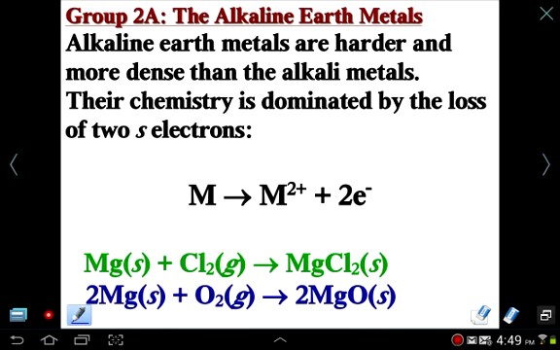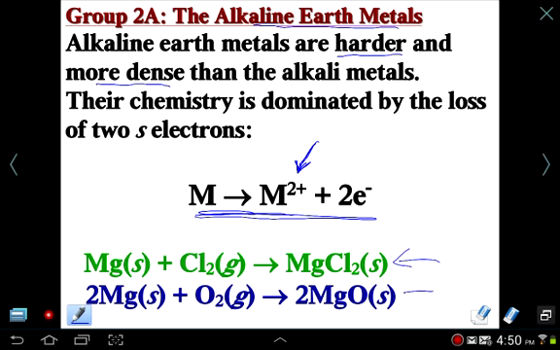Let's talk a little bit about the second group, the alkaline earth metals. Similarly to the alkaline metals, their chemistry is similar, except that they'll lose 2 electrons, forming a +2 charge. In general, they are harder, a little more dense than the alkaline metals, and here you can see some reactions directly with nonmetals. So magnesium with chlorine produces the characteristic magnesium chloride. Similarly, magnesium with oxygen, magnesium oxide. So hopefully you've come to expect these synthesis reactions.